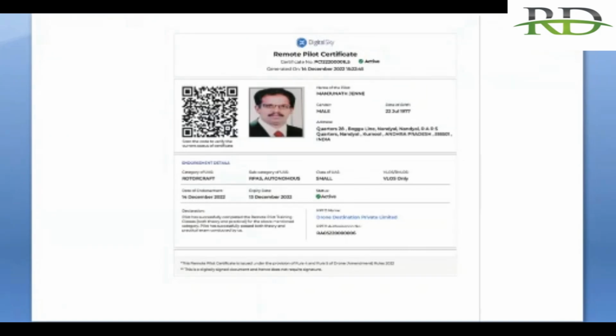This is the certification given to me by DGCA through Digital Sky. We can observe, I am a pilot as well as an instructor. I have trained nearly 102 to 120 students through this RPS system. Next.